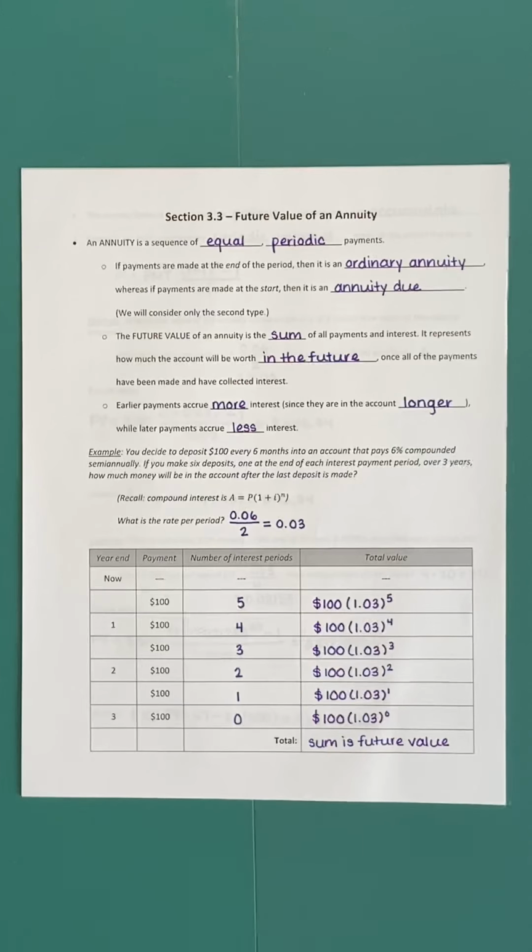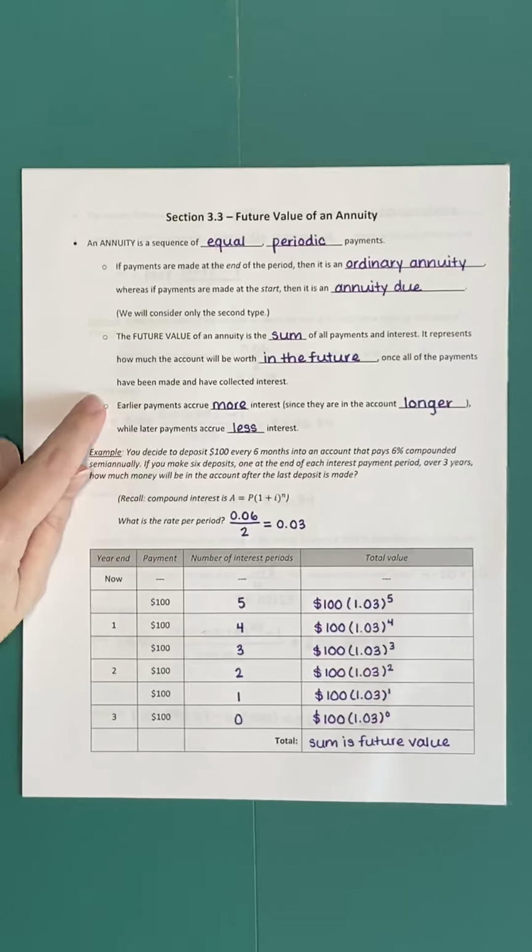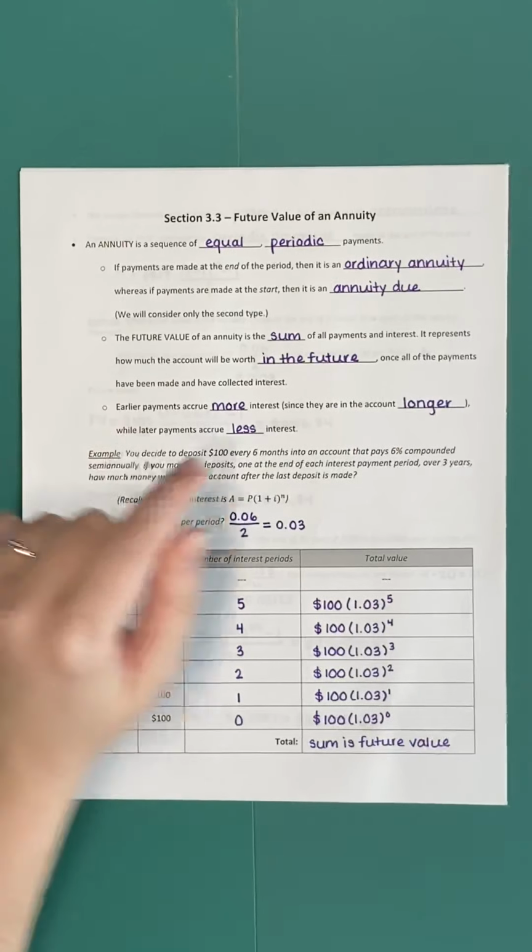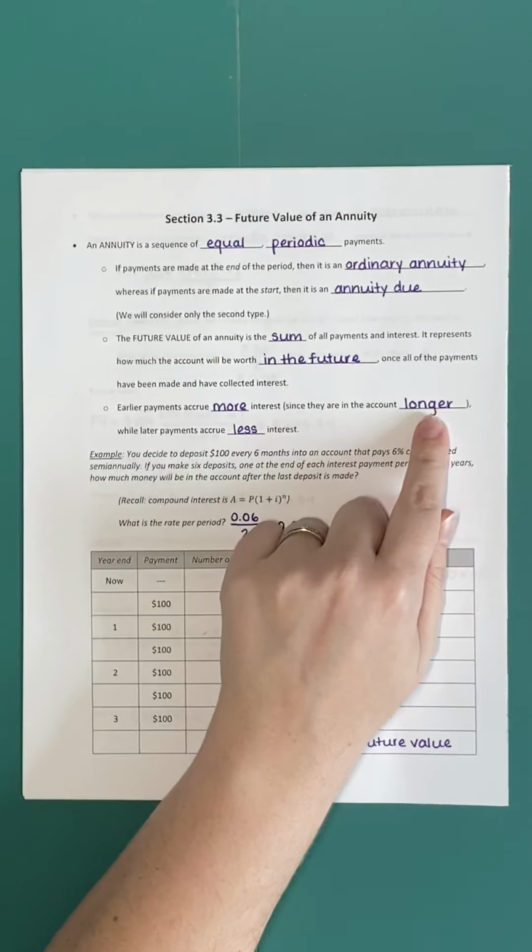Now, why can't we just use an interest formula? We know how much money we're putting into the account. We know how long we're going to keep the account, so why can't we just use the standard compound interest formula? Well, the reason we can't just use the basic formulas that we've already looked at is because we have to consider differences in time. Specifically, earlier payments, earlier amounts that we deposit into the account end up accruing more interest because they are in the account longer.